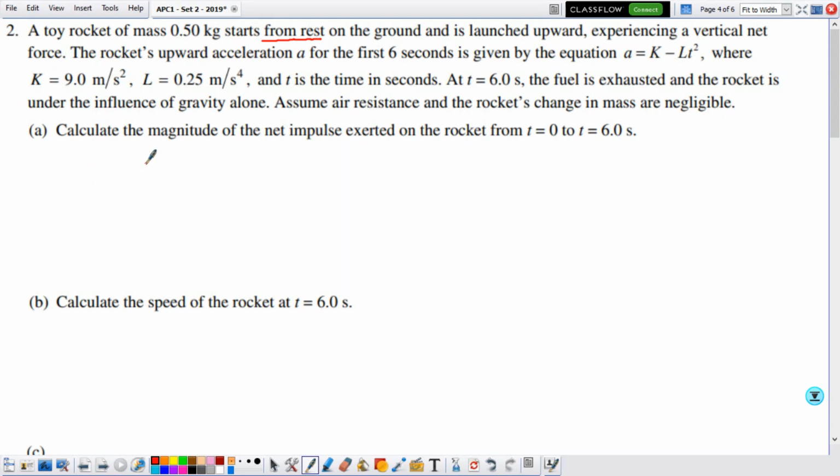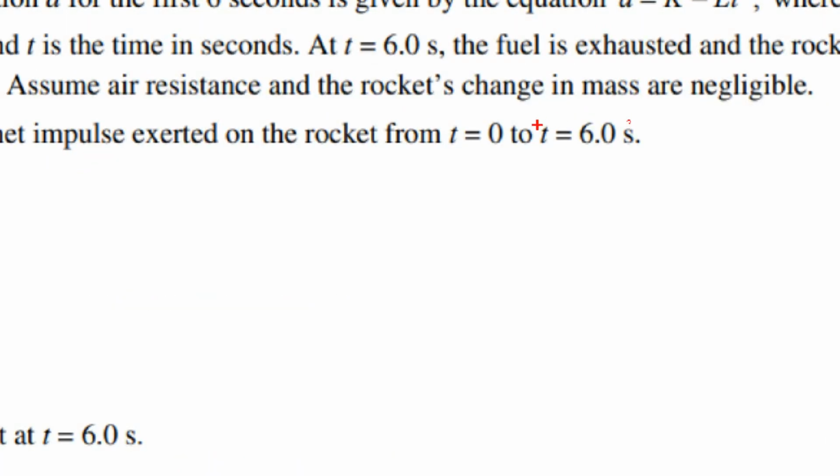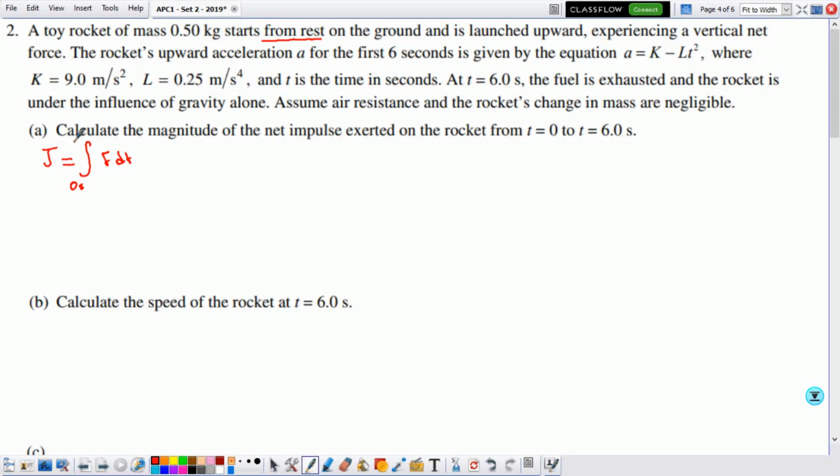Now in part A, we need to calculate the magnitude of the net impulse exerted on the rocket from 0 to 6 seconds. We know that the impulse J is given by the integral of F dt. This is a bounded integral because we're doing that from 0 seconds to 6 seconds. Now the force is given by the mass multiplied by the acceleration, m a dt. We're assuming that the change in the mass is negligible, so the mass is a constant. Now a can be replaced by the given acceleration, k - lt^2.